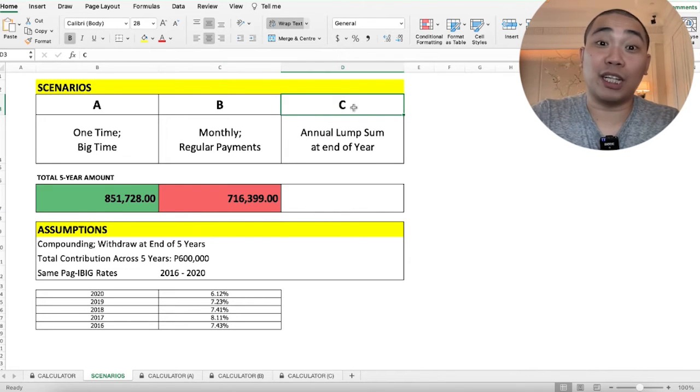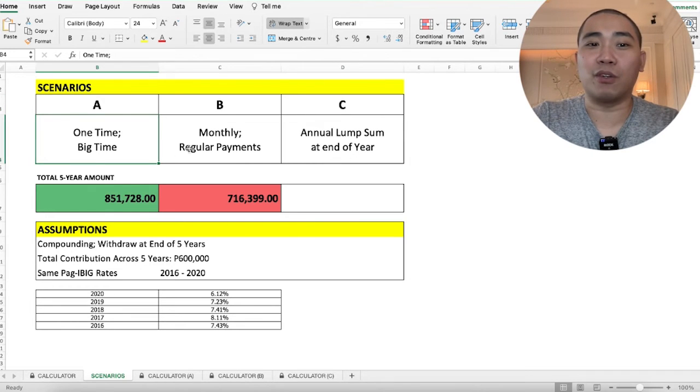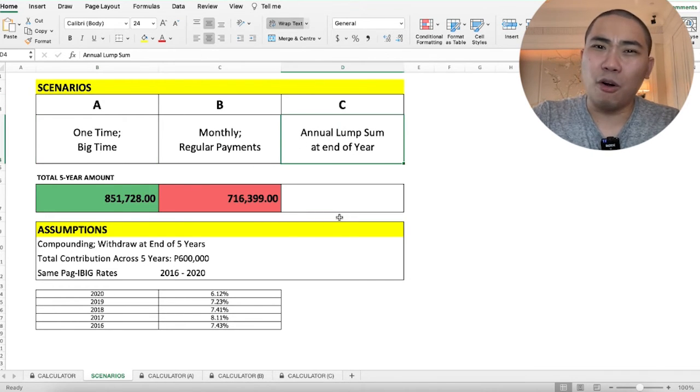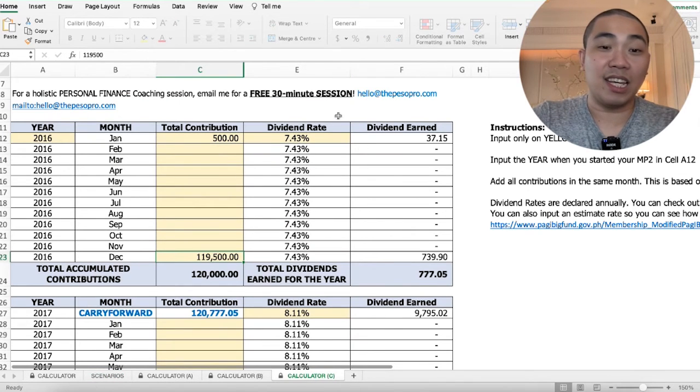Okay, so punta tayo sa last na scenario C, which is annual lump sum at the end of the year. So, ang tanong is, okay, sabi kasi okay yung lump sum eh. Right? Dito lump sum to, ito regular payment. So, okay ba na ipunin ko muna, then i-lump sum ko ng buo at the end of the year? So, try natin. Okay? Very easy lang.